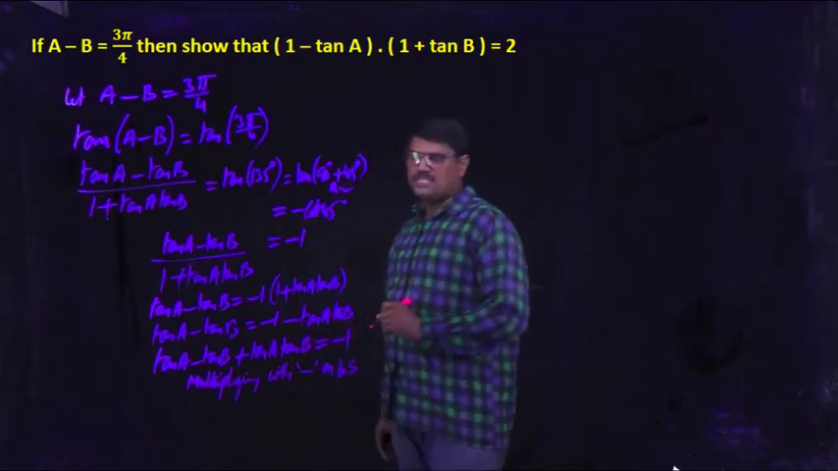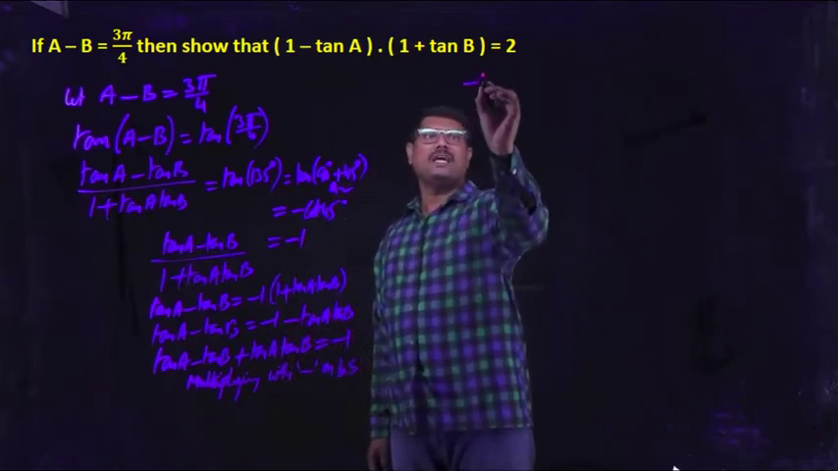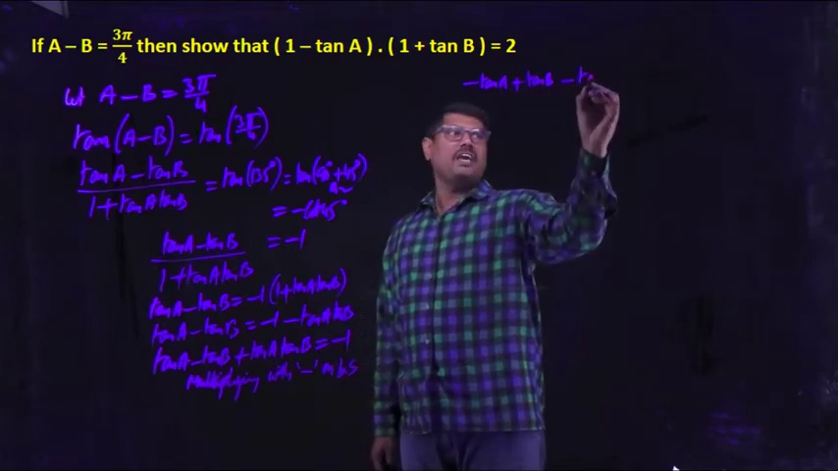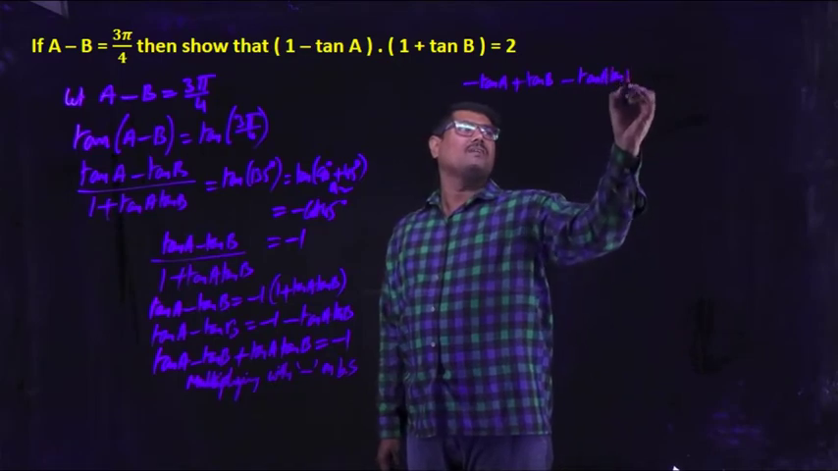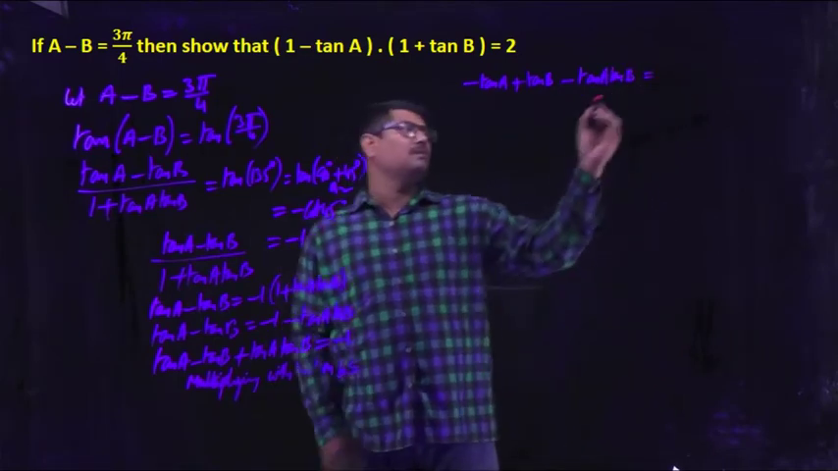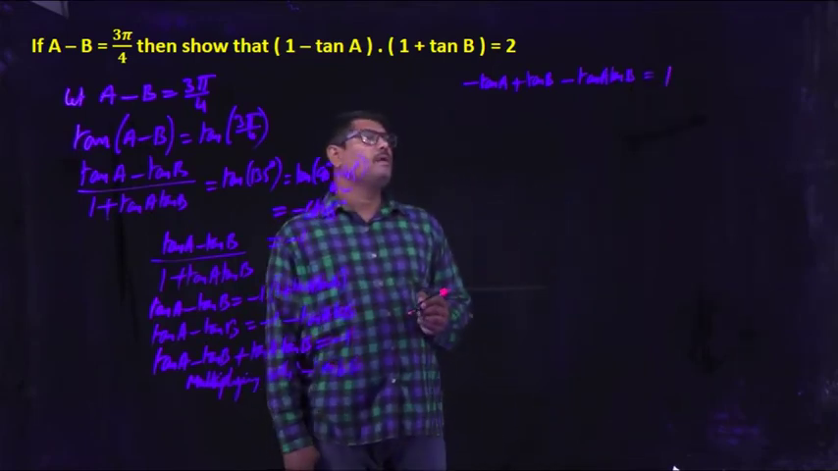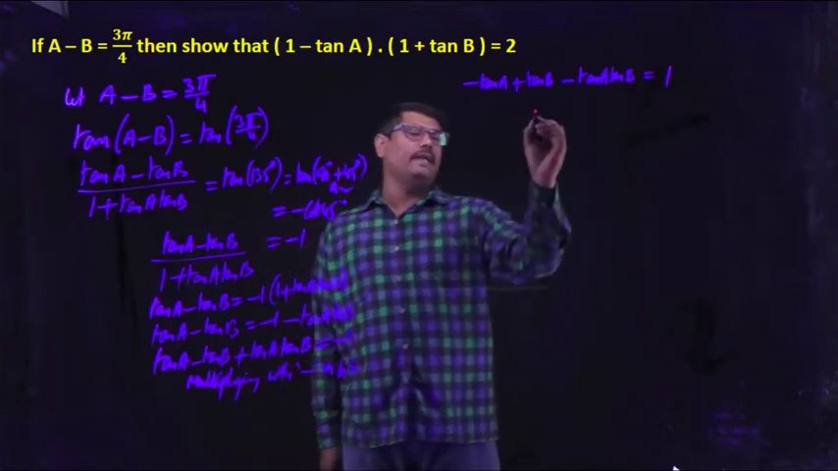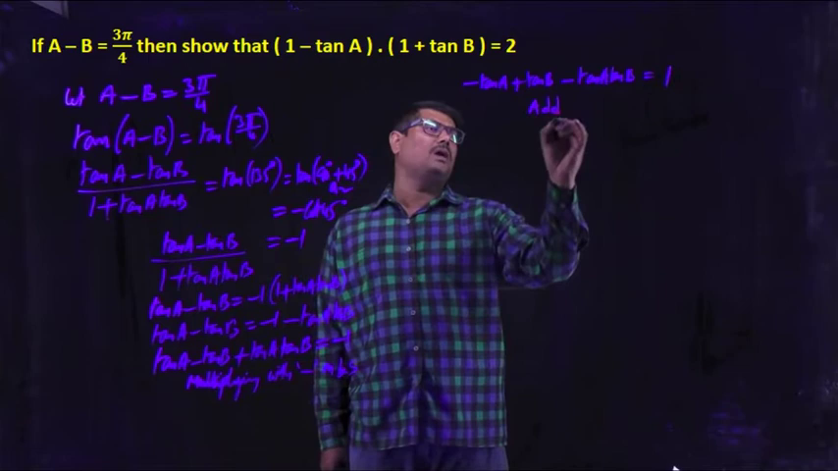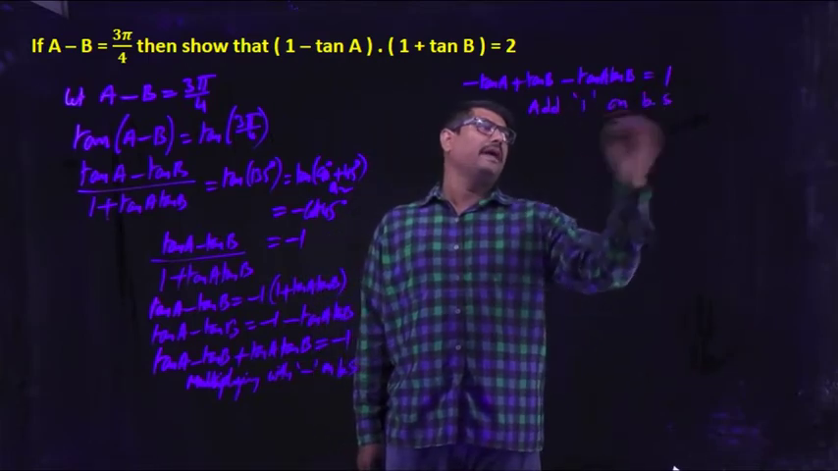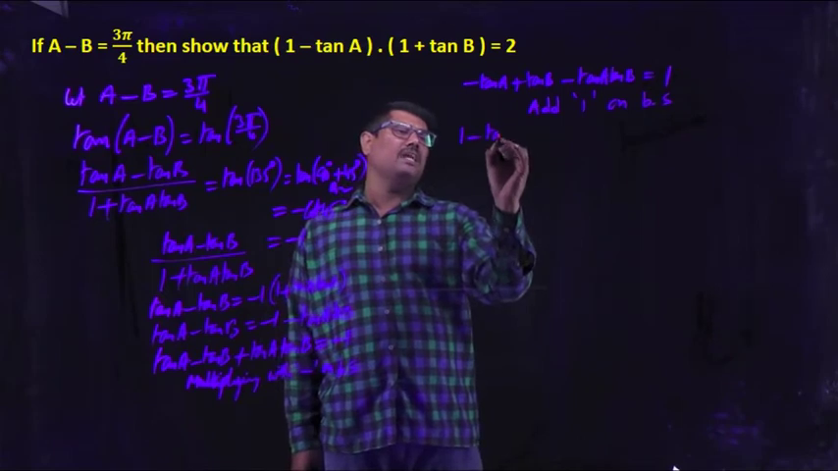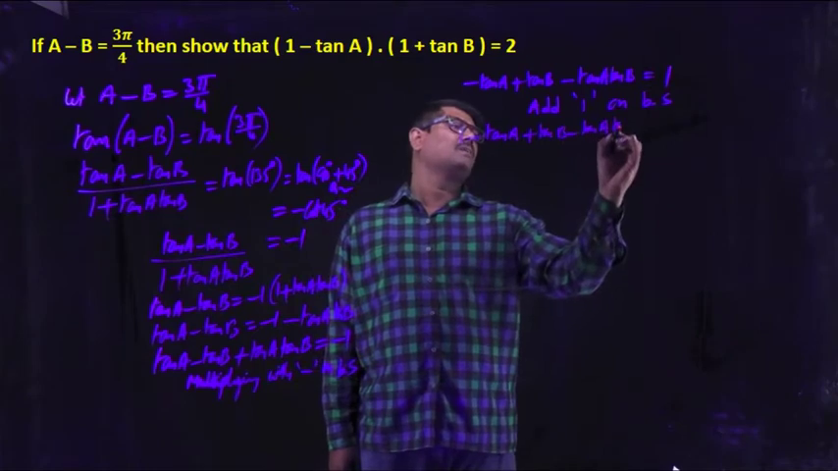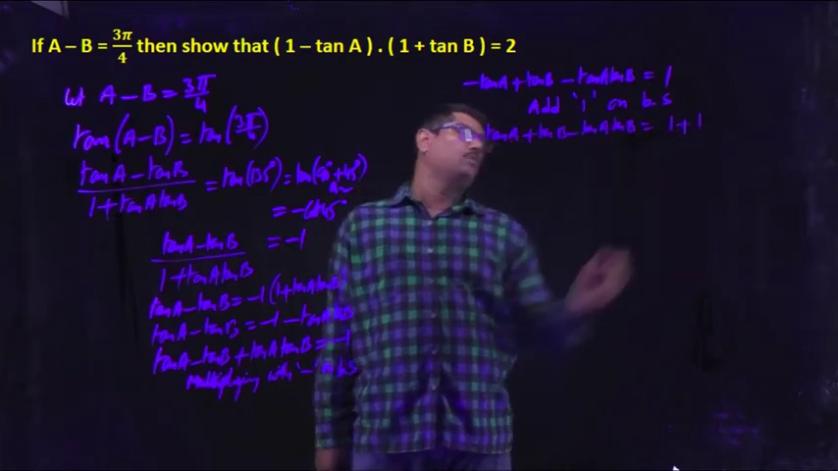Multiplying both sides with minus, you will get minus tan A plus tan B minus tan A into tan B, which, multiplying minus 1 with minus, becomes plus 1. So you have minus tan A plus tan B minus tan A tan B is equal to 1. To get the result, we have to add 1 on both sides. Adding 1 on both sides, 1 minus tan A plus tan B minus tan A tan B is equal to 1 plus 1.